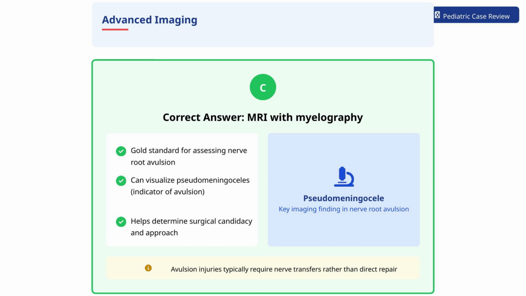MRI with myelography. This is the gold standard for assessing nerve root avulsion in brachial plexus injuries. It can visualize pseudomeningoceles, which are outpouchings of the dural sac that indicate avulsion injuries. This information is crucial for determining surgical candidacy and approach, as avulsion injuries typically require nerve transfers rather than direct repair.